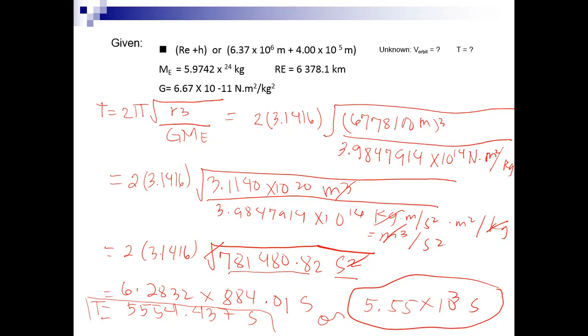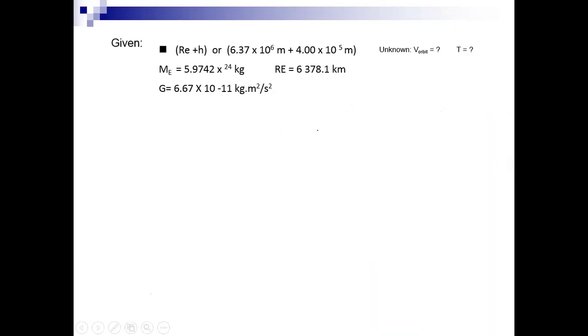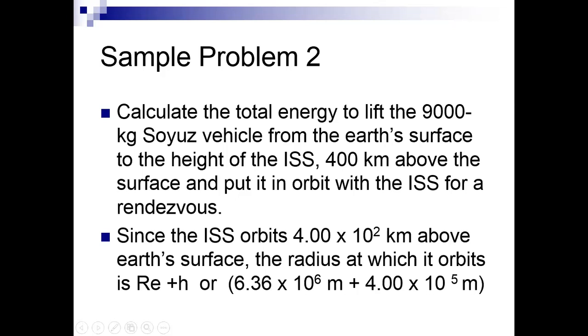Alright. So, ito na yung computation natin class for that. For the period and the orbital speed. Okay? So, yan. Ito naman yung problem number 2. So, calculate the total energy to lift the 9,000 kilogram Soyuz. So, ito, yung Soyuz, nandun pa rin siya sa ISS orbit, ano? So, ang kanyang bigat is 9,000. So, around 9 tons. So, 9 tonelada.